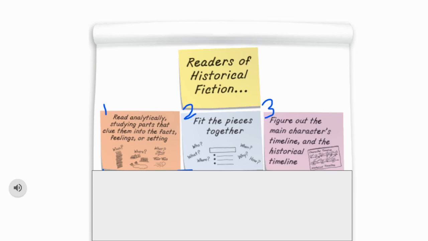And the second lesson was my lesson, where we were talking about how historical fiction is complex text, and it's really important to keep track of the who, the what, the where, the when, and fit the pieces together. And then the third lesson was Mrs. Thalen's lesson, where we were talking about every historical fiction book having a historical timeline, and it's important to keep track of what's happening in history and figure out how that history might be affecting the main character's timeline.